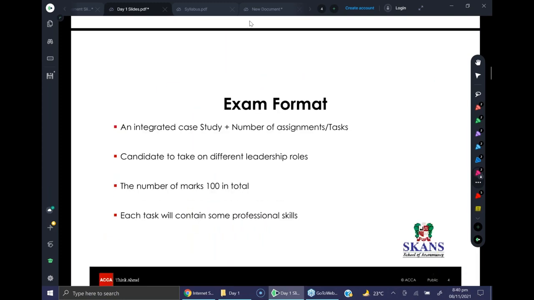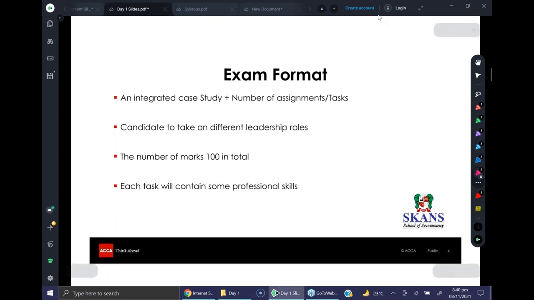Now let's talk a little bit about the exam format of SBL, which most of you, actually I should assume that all of you already know, but just to emphasize a few things a little more, let's go through the exam format. Are you all ready? So our exam format discussion will actually include some of the exam techniques also. So the learning starts from right now.